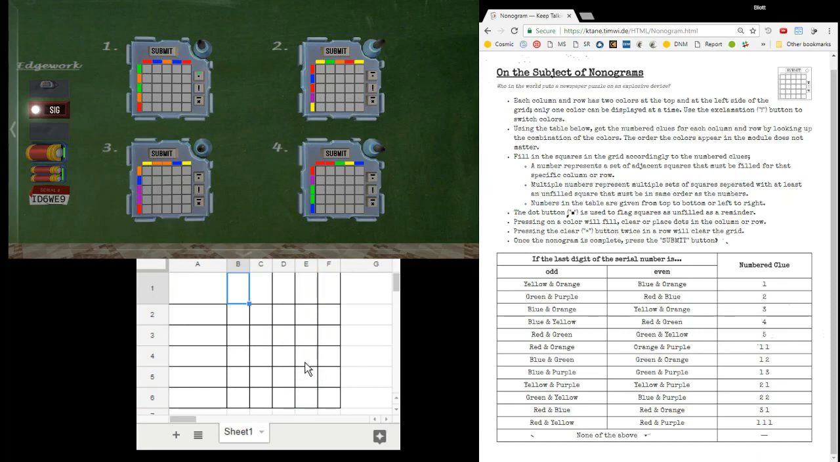I have blue-red, blue-green, orange-red, blue-purple, red, blue, purple, and blue-red.